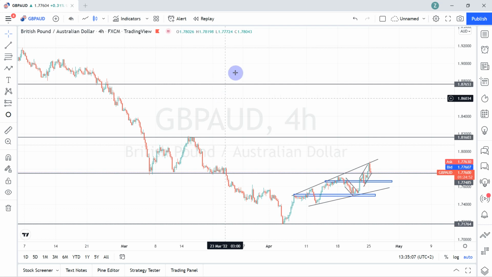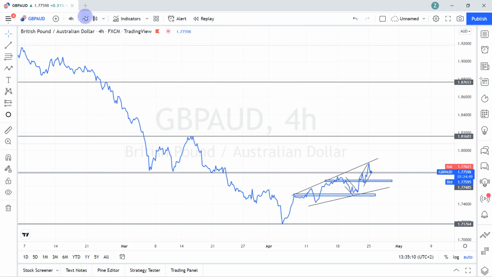As you can see on the 4-hour time frame, I switched to a line graph to identify my key levels, my 4 key levels. This is my first key level, my second key level, my third, and my fourth key level. I saw that the market is playing around this key level and this key level, inside 3 key levels, right?